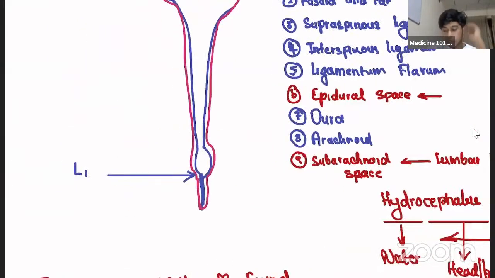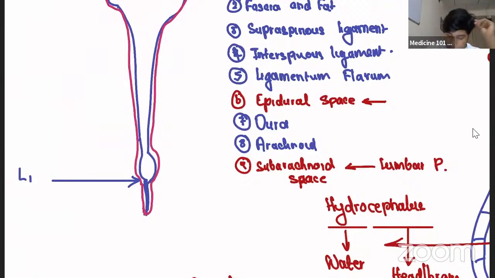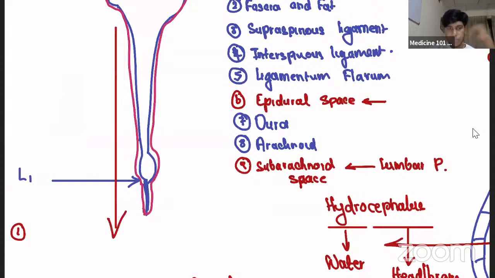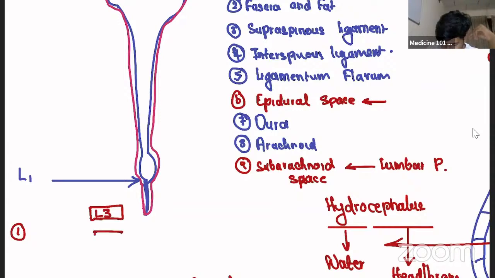Okay. Now, look at this diagram and tell me, is it possible to do an epidural where you want? First question. Is it possible to do an epidural anywhere you want or not? Like anywhere from here to here? Yes. What about a lumbar puncture? No. L1 to L4 only. After L1, there is only cauda equina. And actually, it's not L1, it's L3. Yes, it's L3, between L3, L4 and L5. So you go in between these spaces for a lumbar puncture.